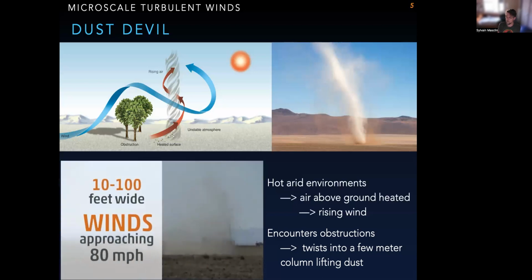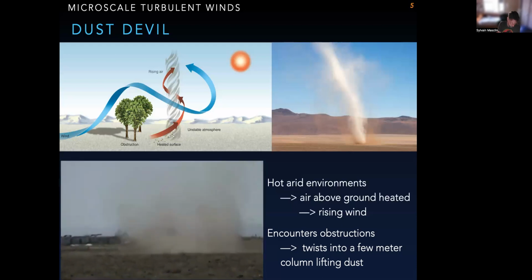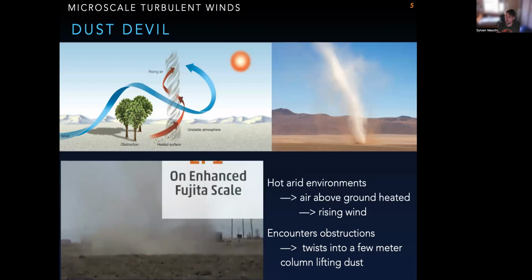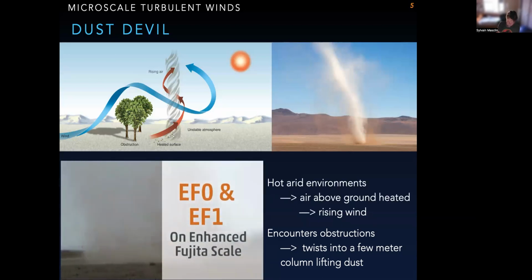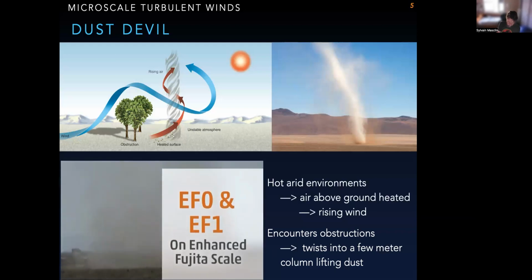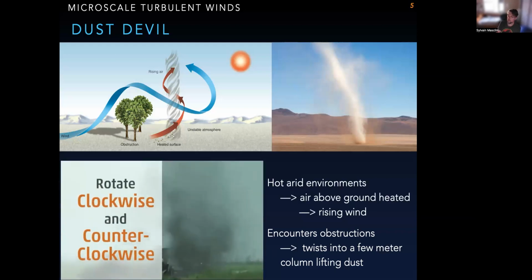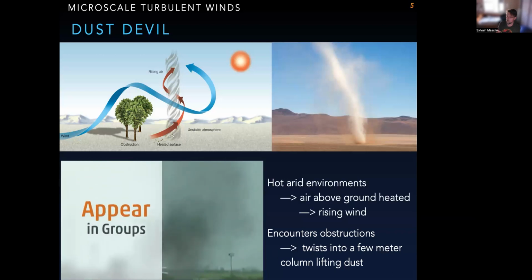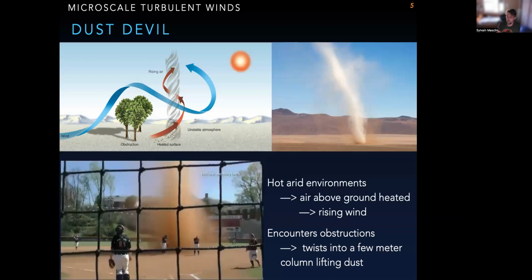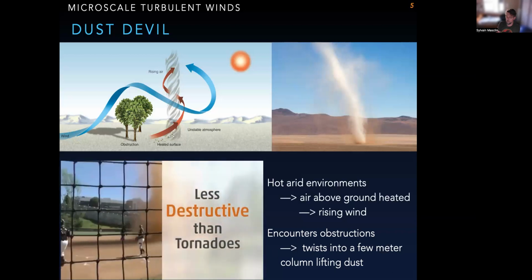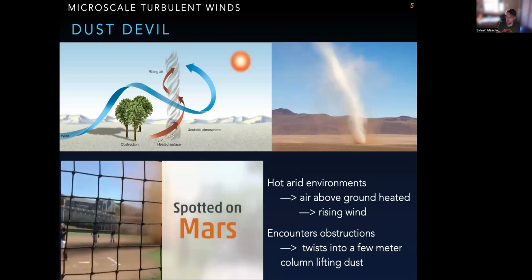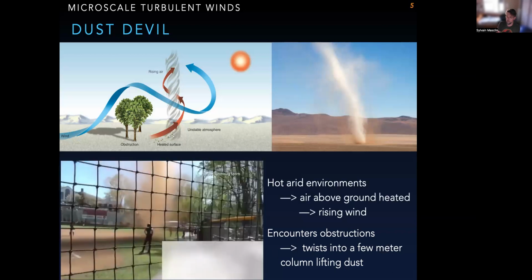They can stretch from 10 feet to over 100 feet wide, and the winds can exceed 80 miles per hour. Occasionally, dust devils can get strong enough, in that EF0, EF1 on the Enhanced Fujita scale, to cause minor damage. They can rotate clockwise or counterclockwise and also appear in groups. Dust devils are cool to look at and less destructive than tornadoes, and they've even been spotted on Mars.